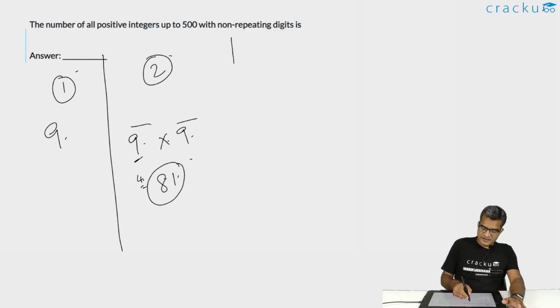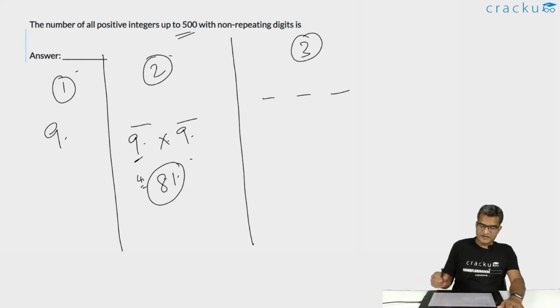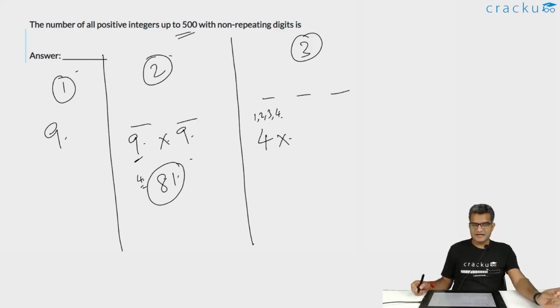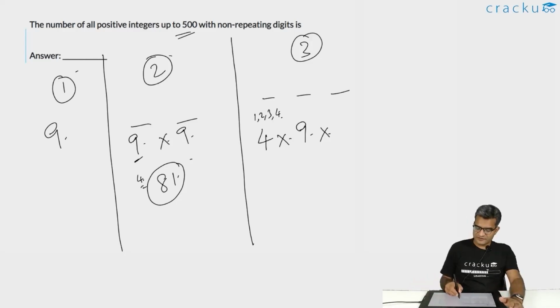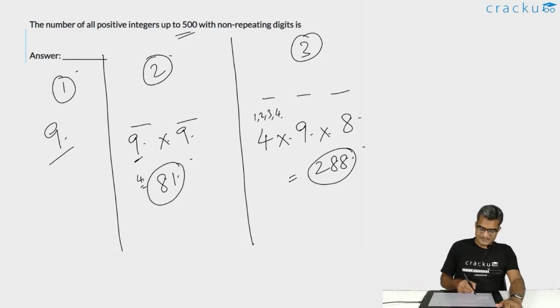such that the first and the second numbers are different. If you are looking for 3 digit numbers, we are only looking for numbers up to 500. So the first digit can be either 1 or 2 or 3 or 4. So it can be selected in 4 ways. Once one number is selected, that number cannot be used as a second digit, but we can use 0 and all the other 8 numbers. So again, we have 9 possibilities for the second digit. Now we have used 2 digits in the first and the second digit. So the third digit can be any one of the remaining 8 numbers. So this is 4 into 9 into 8, which is 288. The total number is 9 plus 81 plus 288, which is equal to 378.